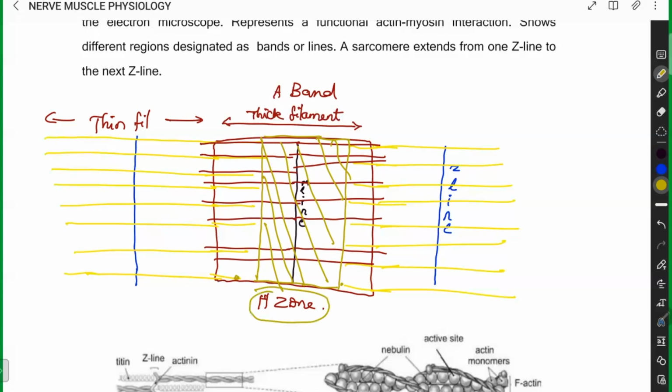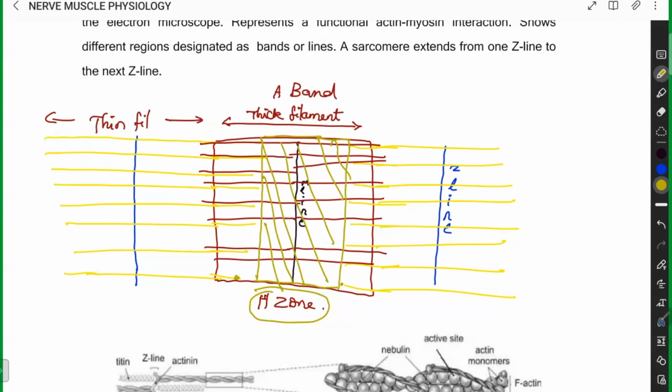So now you understand what the A band is. The A band is between the two ends of the thick filament. The H zone is the region within it where there is no thin filament at all, because your thin filament extends into your thick filament.